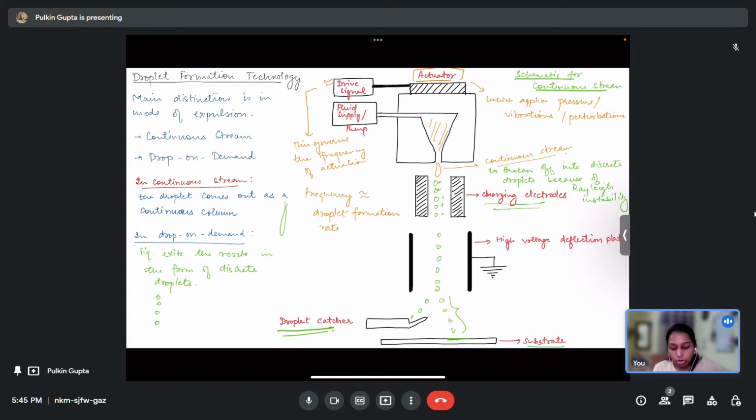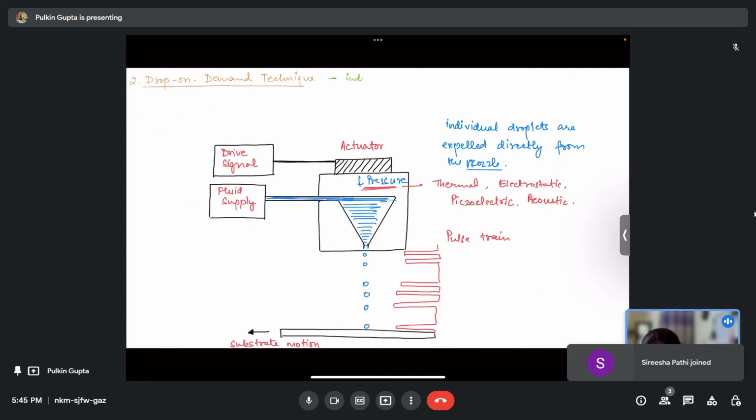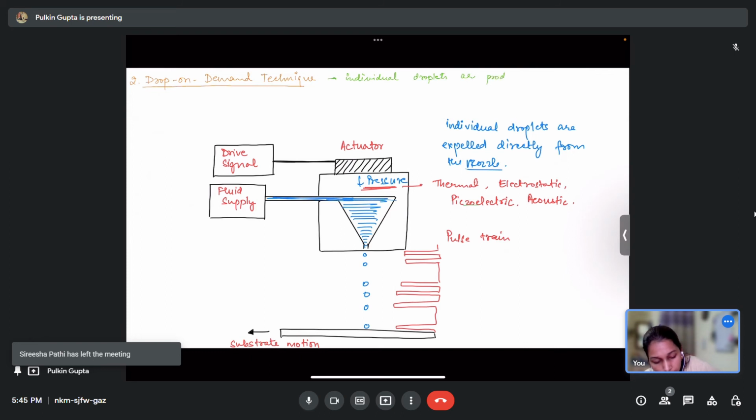Okay. In the drop-on-demand technique, individual droplets are produced directly. So over here, individual pressure pulses in the nozzle cause the fluid to be expelled. These can be created by thermal, electrostatic, piezoelectric, acoustic and other kinds of actuation mechanisms. So these are the actuation mechanisms. These types of actuators create pressure pulses. Now when these pressure pulses are created, droplets are ejected out from this nozzle directly.